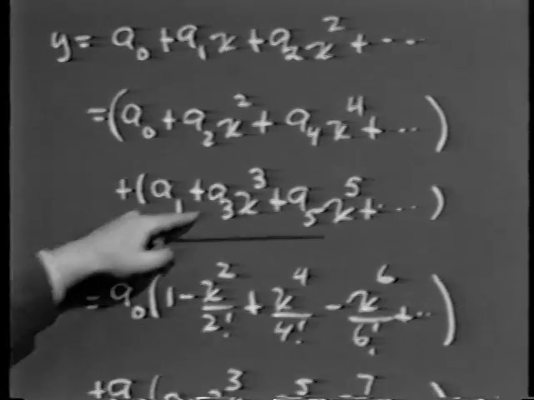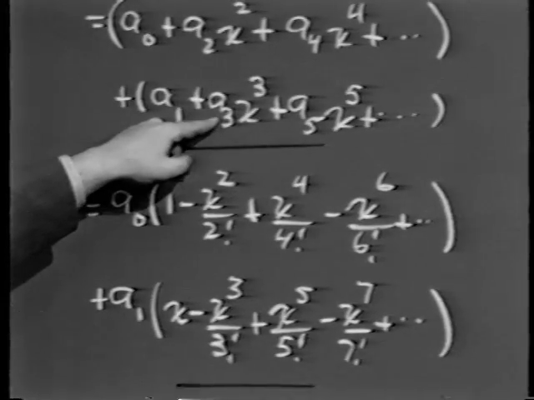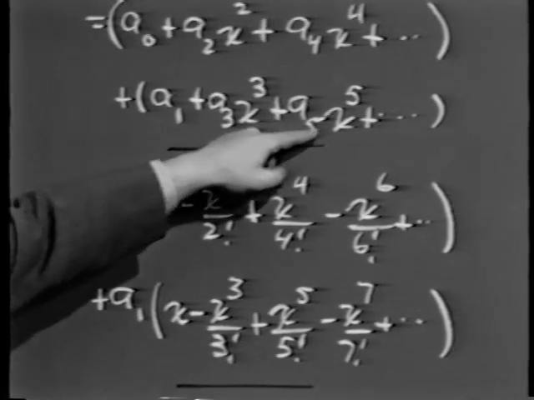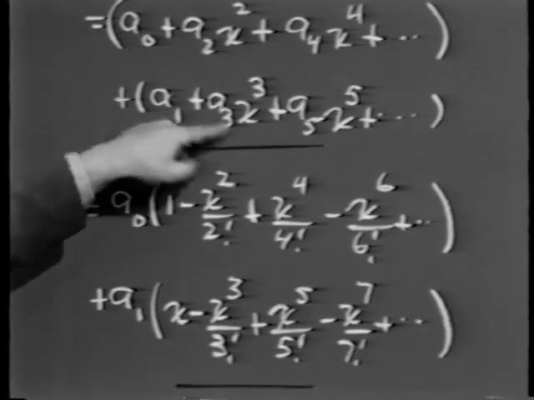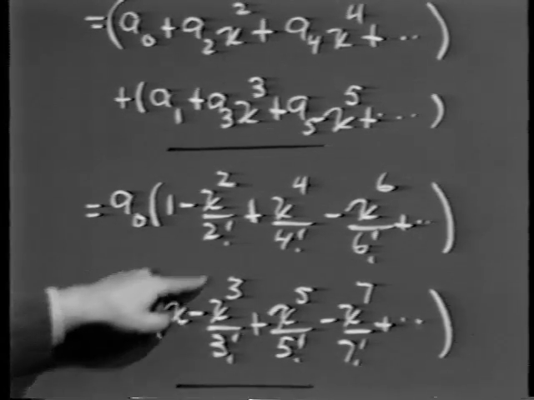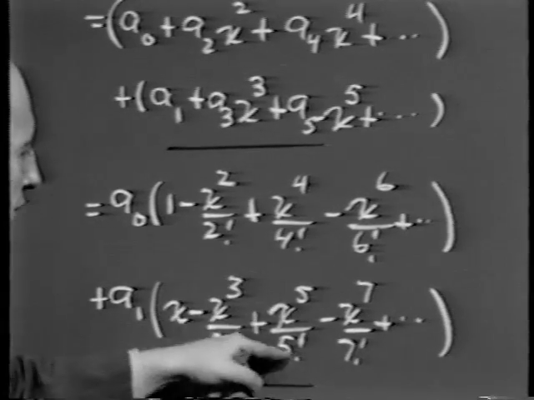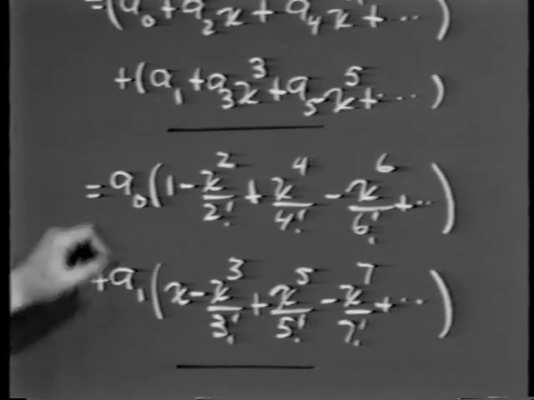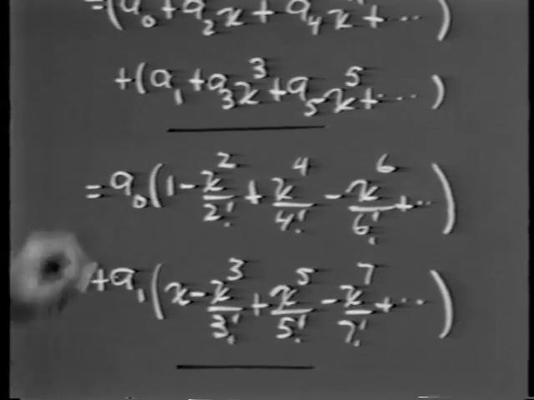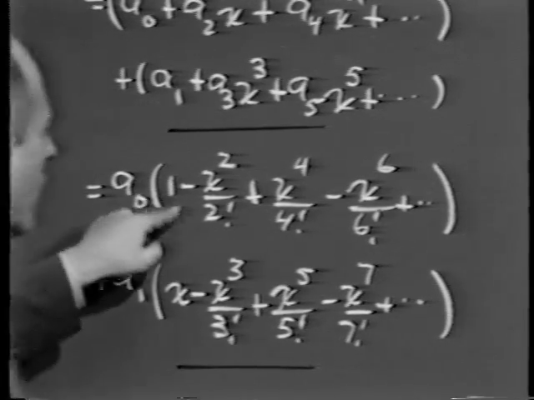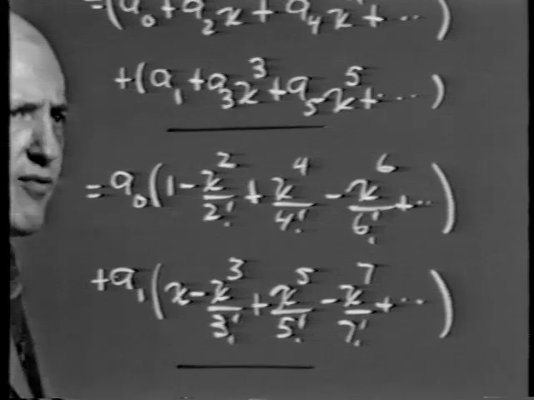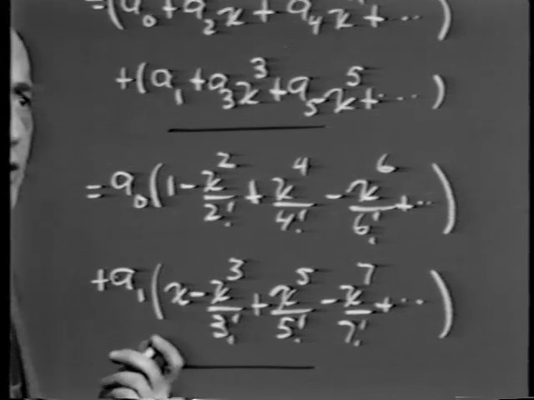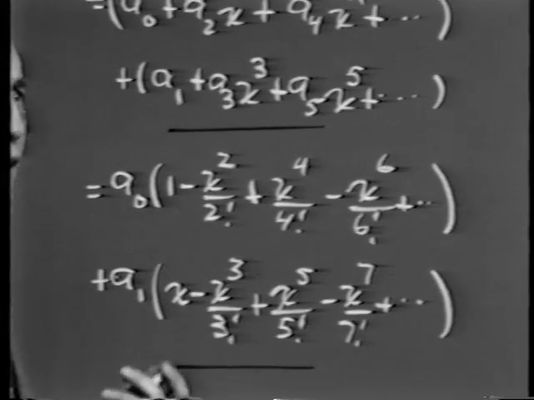And similarly, since a3 is minus a1 over 3 factorial, and a5 was a1 over 5 factorial, etc., I can now express all of these in terms of a1. I factor out a1, and what's left is x minus x cubed over 3 factorial plus x to the 5th over 5 factorial, etc. And now it appears that my solution is this plus this. Keep in mind that a0 and a1 are arbitrary constants. By the ratio test, even if I didn't know what these series represented, I can show that these series converge absolutely for all finite values of x, but that's not too crucial here.